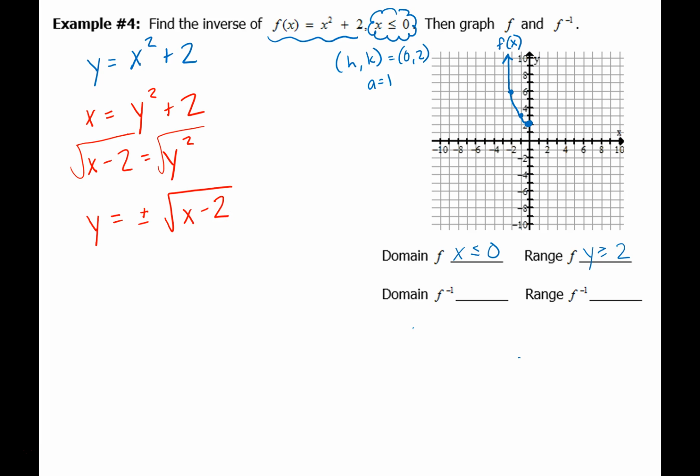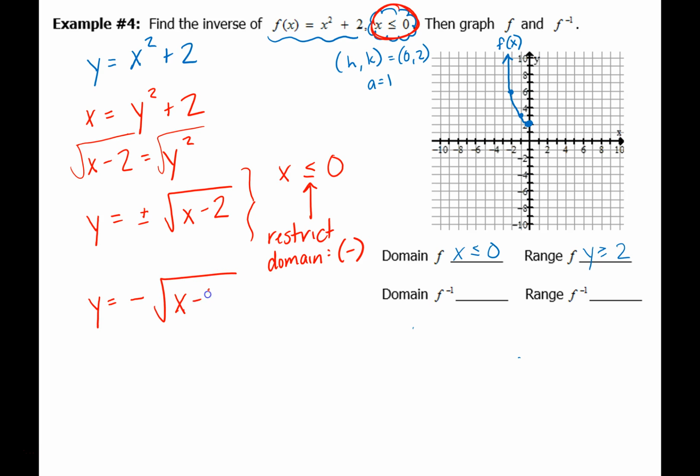Now we do need to make a choice here. Because of this domain restriction, we are going to choose only one of these, the plus or the minus, not both, because we're only graphing half of the parabola, remember? For this one, because x is less than or equal to 0, that less than or equal to sign means that we are going to restrict the domain by the negative side because it is smaller than. So for my final answer here, my restriction is going to be negative square root of x minus 2.